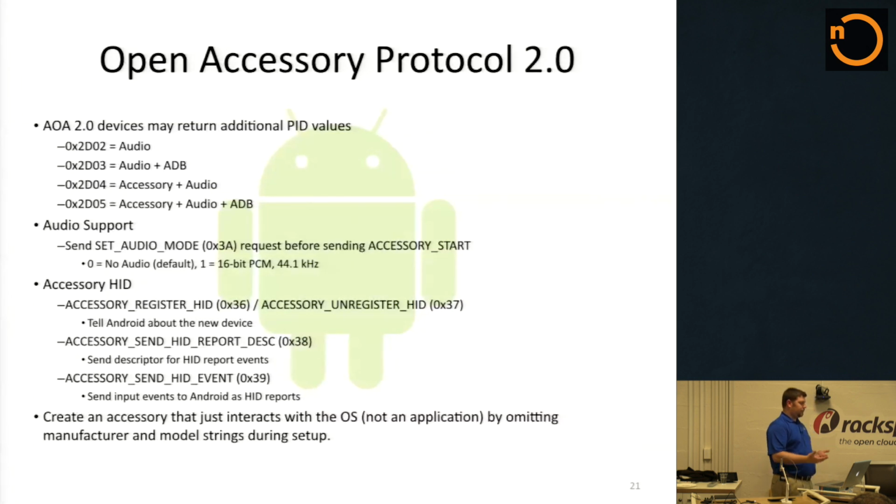Okay, similarly with 2.0, it worked the same way. The only difference was before you sent the command to reboot the device into accessory mode, you added additional commands. So you'd say, before you do that, set audio mode, because I have audio that I want you to send to me. Or set these additional HID parameters, and then when you reboot your device into accessory mode, it will have those features enabled. Okay, so same process, just some additional commands.